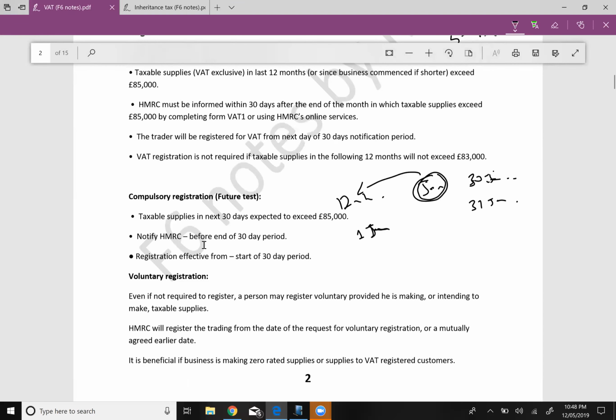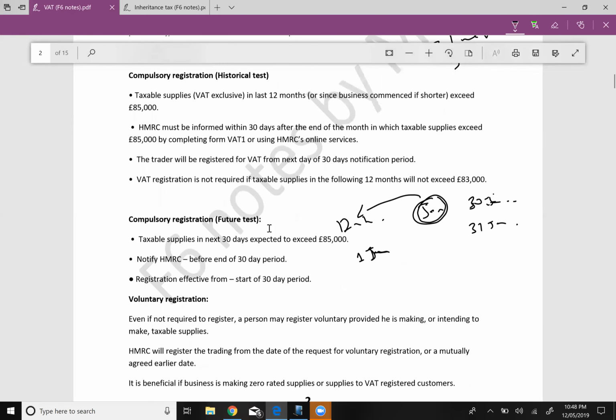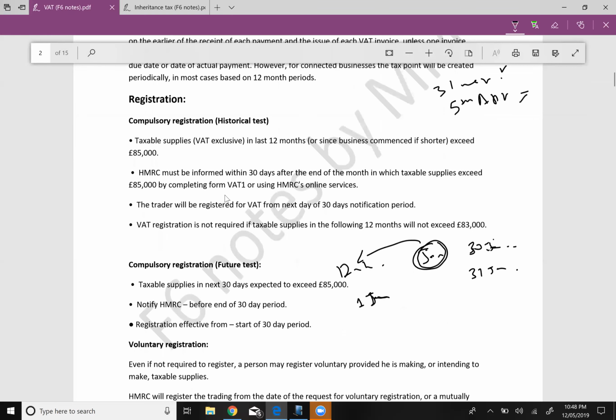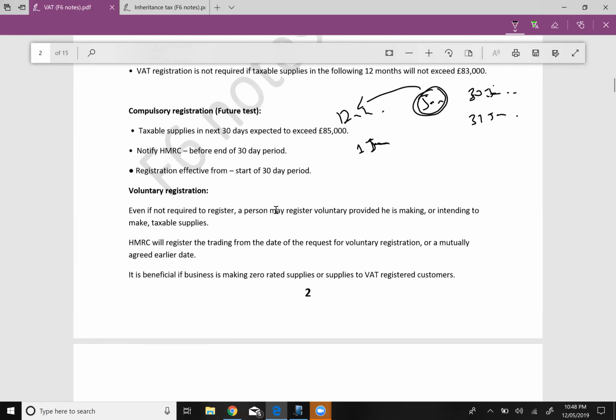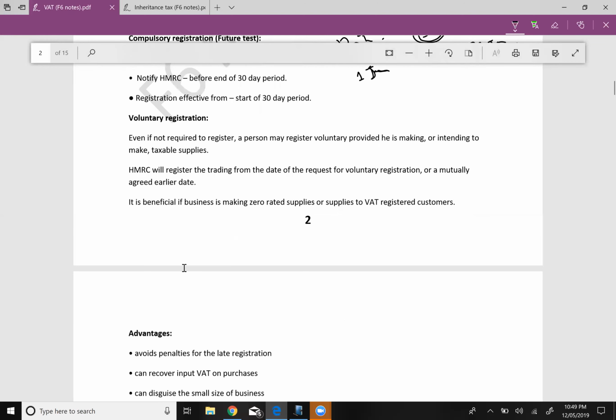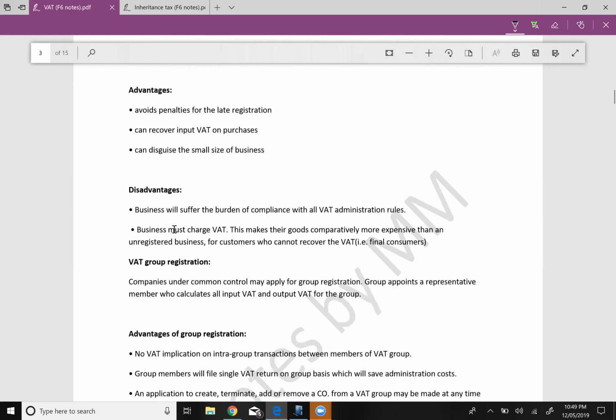So that was all about compulsory registration. That must be on your fingertips. The next one is voluntary registration that I have already discussed with you. Although your turnover has not exceeded 85,000 pounds, if you want, you can still register, because there are a few advantages. You have to learn the advantages and disadvantages.